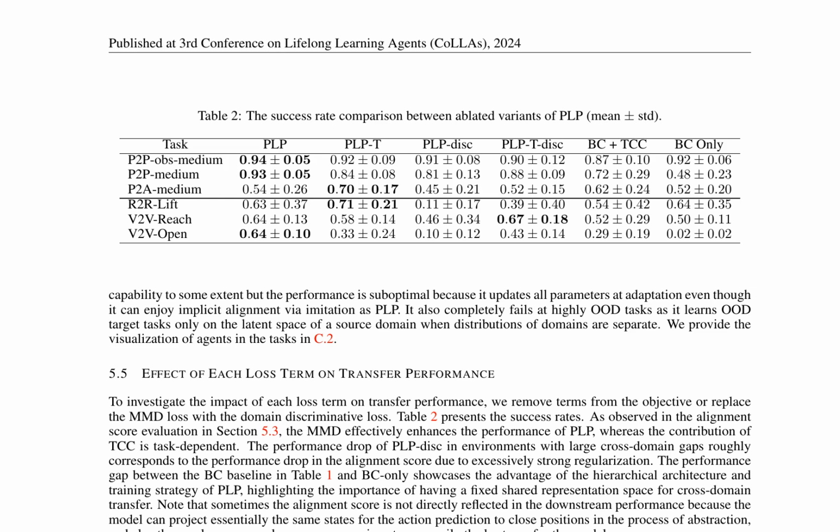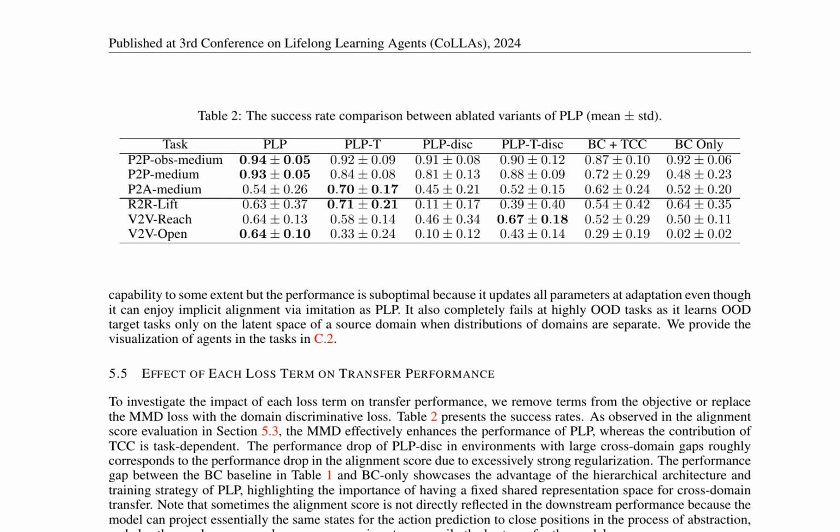The results show that the maximum mean discrepancy (MMD) loss effectively enhances PLP's performance, whereas the task consistency constraint (TCC) has a task-dependent contribution. The performance drop of PLP disk in environments with large cross-domain gaps is attributed to excessively strong regularization. The comparison with the behavioral cloning (BC) baseline highlights the importance of PLP's hierarchical architecture and training strategy, which enables a fixed shared representation space for cross-domain transfer.